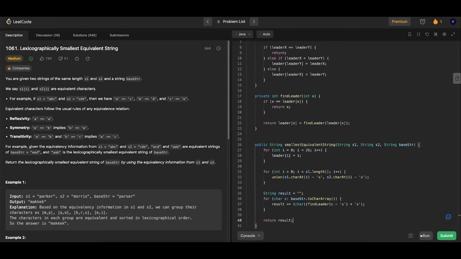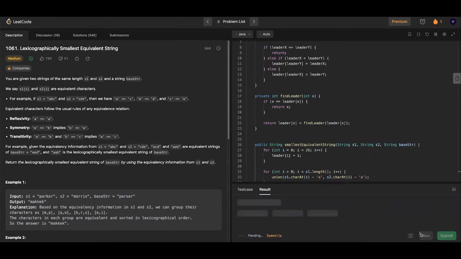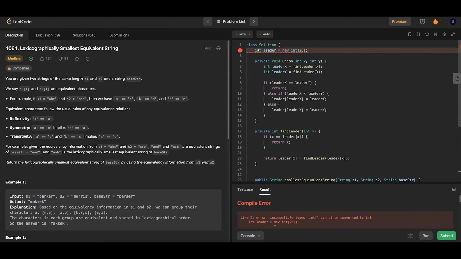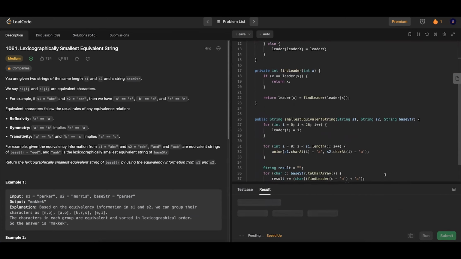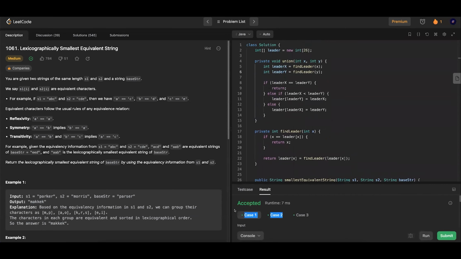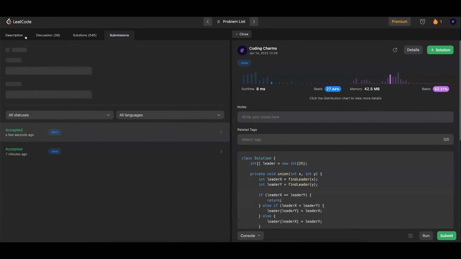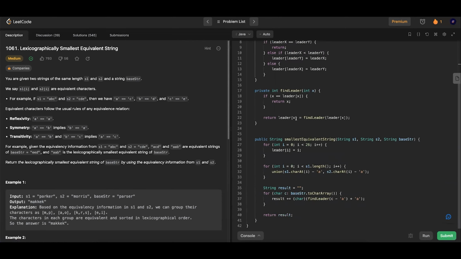Looks good. Let us run it. Integer array. Let's run it now. Oh, this is small y. It passed all the sample test cases. Let us submit it. It got accepted.